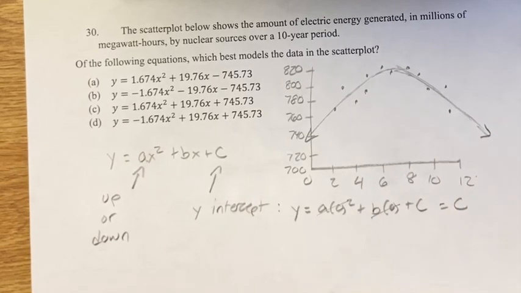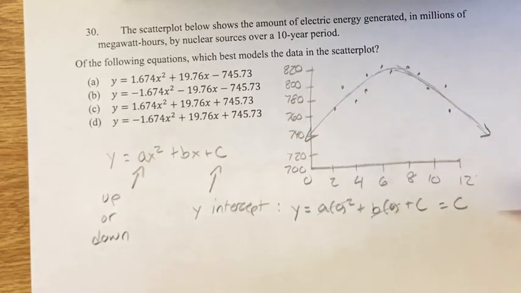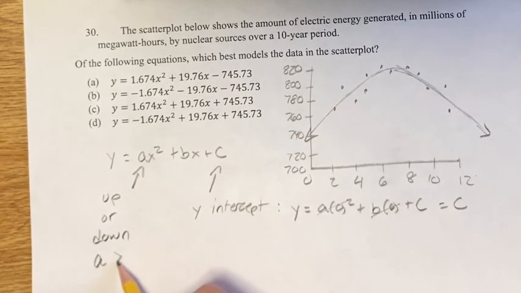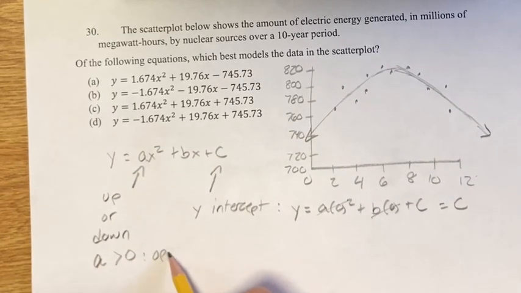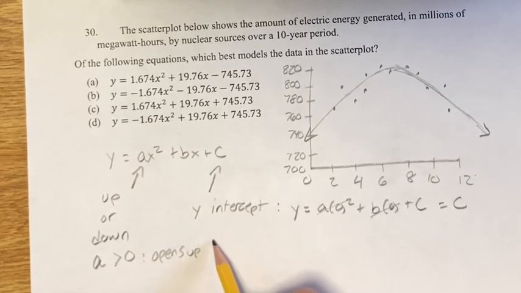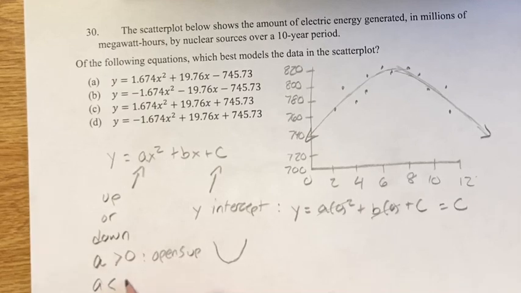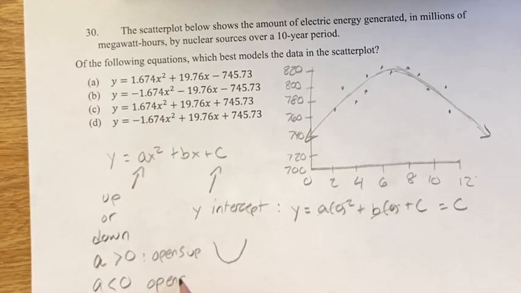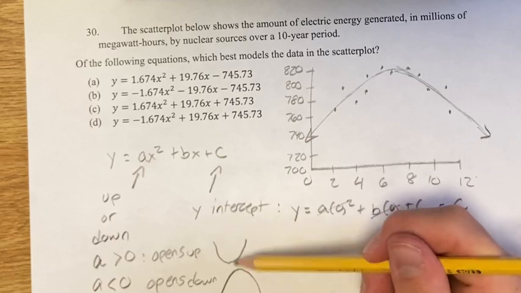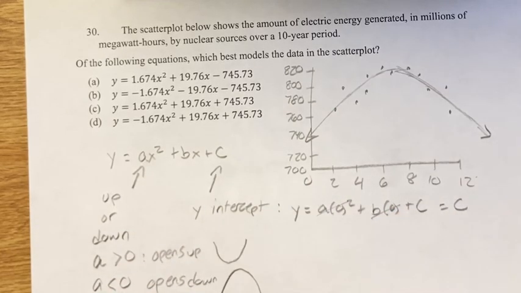And okay, so a tells us if we're opening up or down. And if a is greater than 0, then it opens up. So it'll look like the traditional y equals x squared parabola. And if a is less than 0, it opens down, which is your y is equal to negative x squared, right? In these examples, the a is positive 1 and negative 1, so that lines up.